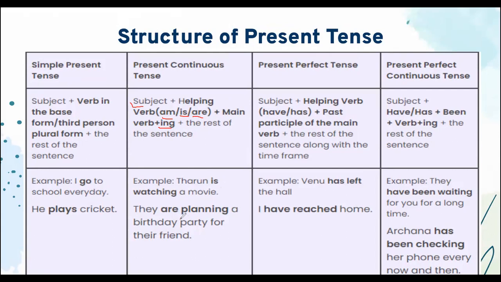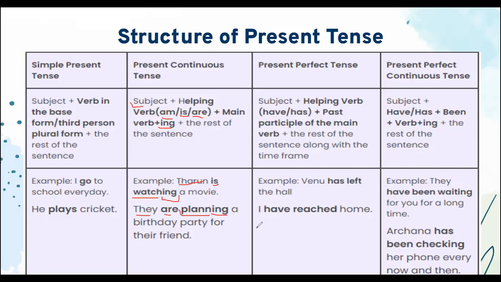So Tharun is watching a movie. Tharun is our subject. Is is our helping verb: is, am, or are. We used is. Watch would be the main verb, then ing, and then a movie, which is the rest of our sentence. Or they are planning a birthday party for their friend. So they is our subject, are is the helping verb, plan is the main verb, then ing, and then the rest of the sentence, a birthday party for their friend.